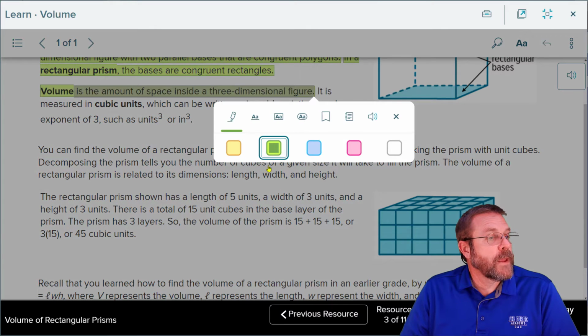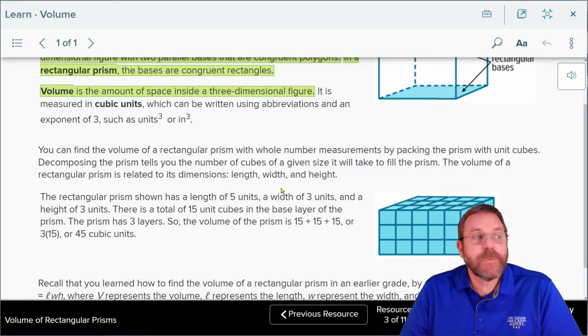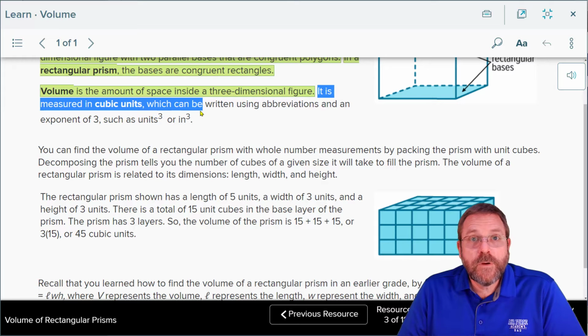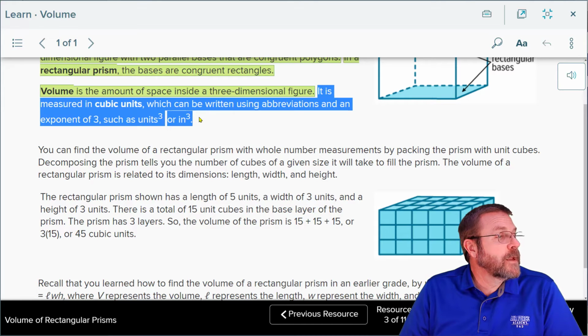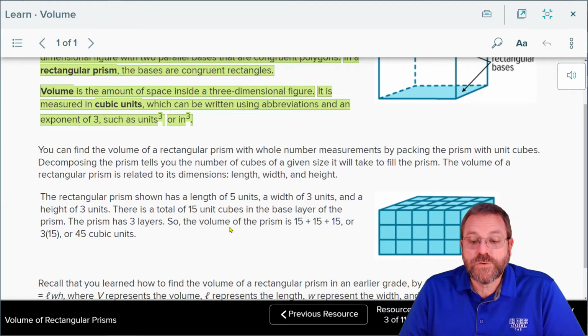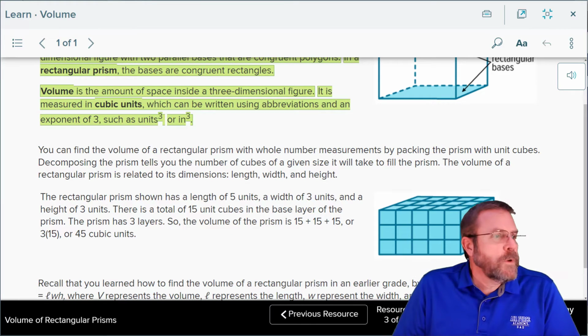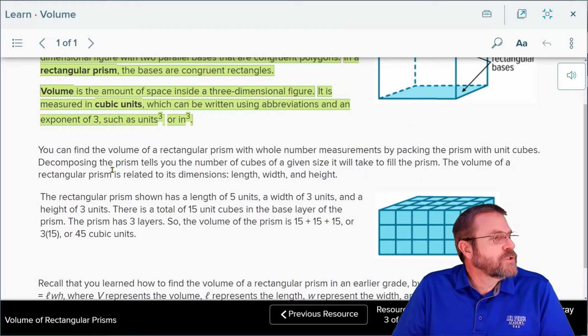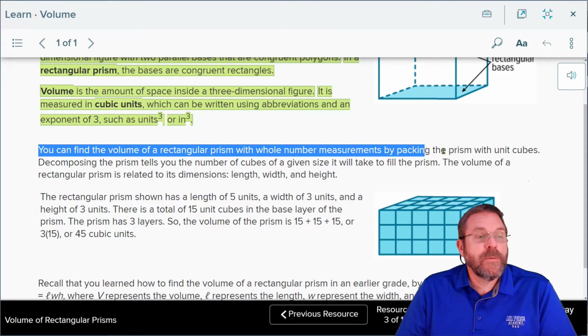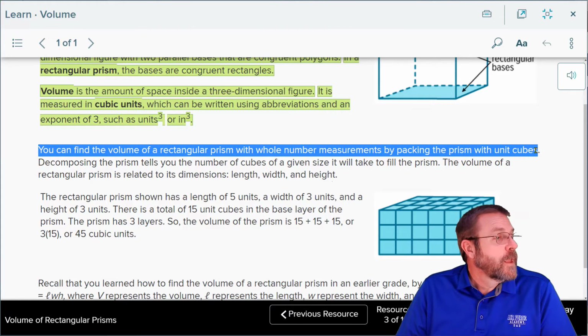We've talked about that, also known as the amount of space it displaces, and it is measured in cubic units, which can be written using abbreviations and an exponent of 3, such as units cubed or inches cubed if it's being measured in inches. Continuing on with our explanations, it says you can find the volume of a rectangular prism with whole number measures by packing the prism with cubed units.